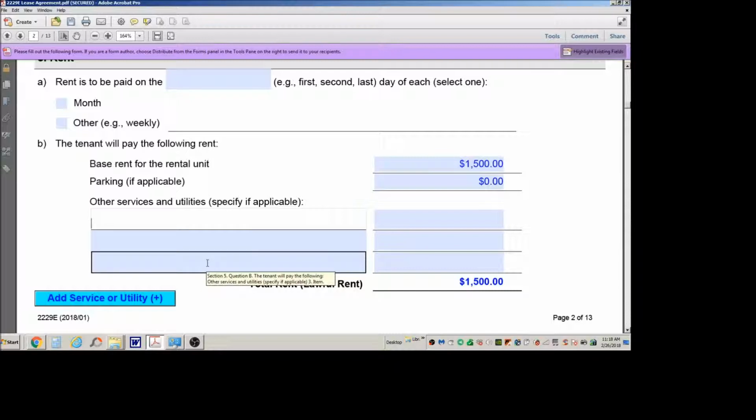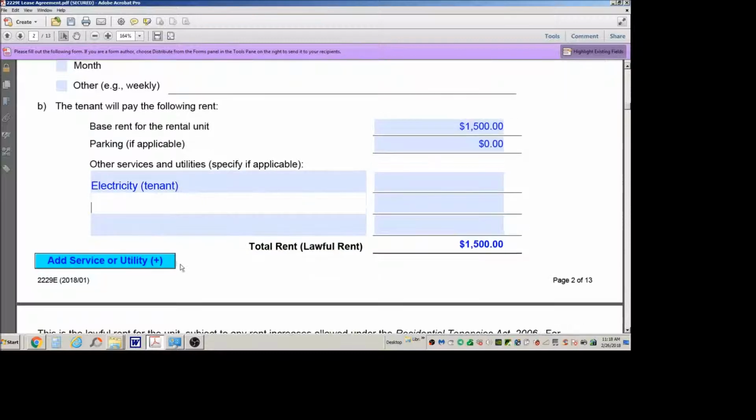So what are these utilities? So obviously electricity, paid by a tenant, and you got to specify this because otherwise you want to avoid disagreements. Water and sewage, tenant.